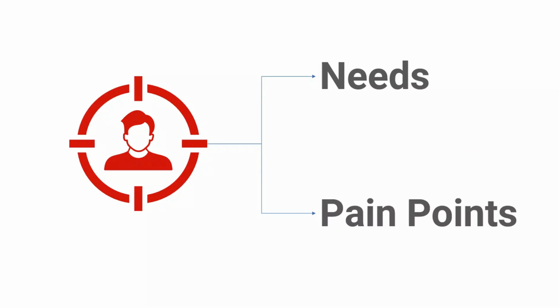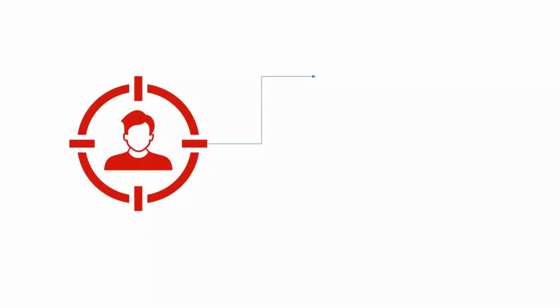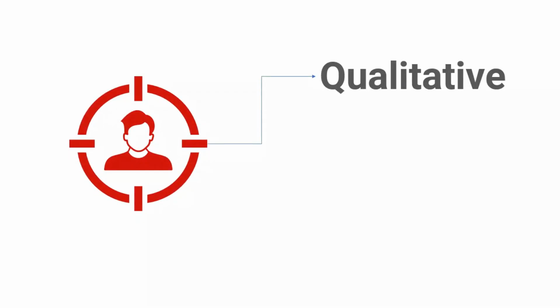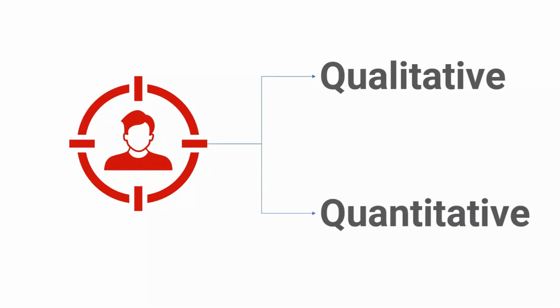User research is also divided into two parts. First one is qualitative research and the second one is quantitative research. Qualitative research.